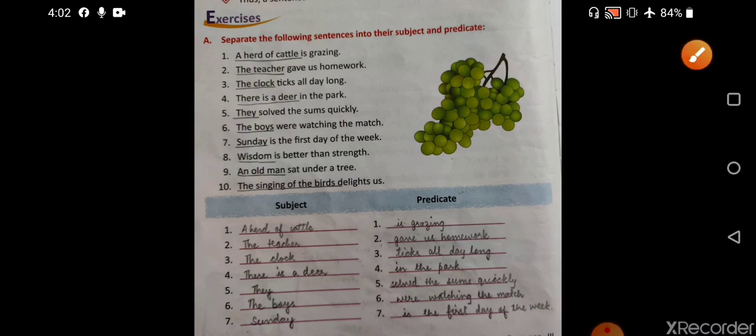A herd of cattle is grazing. In this sentence, we are talking about a herd of cattle. Therefore, the herd of cattle will come under the column of subject and is grazing will come under the column of predicate. The teacher gave us the homework. The teacher, we are talking about the teacher, so the teacher is the subject and gave us the homework is the predicate. The clock ticks all day long. The clock is the subject and ticks all day long is the predicate.